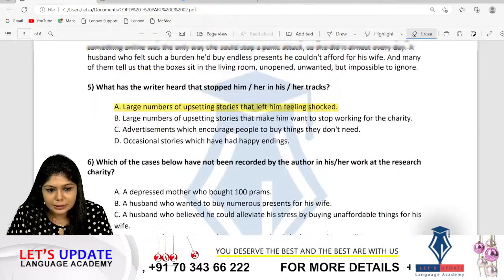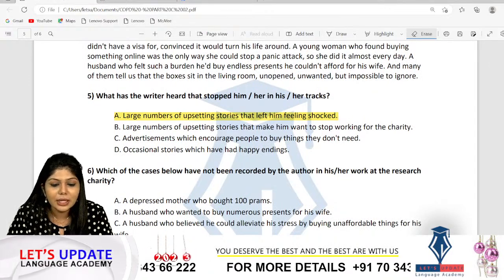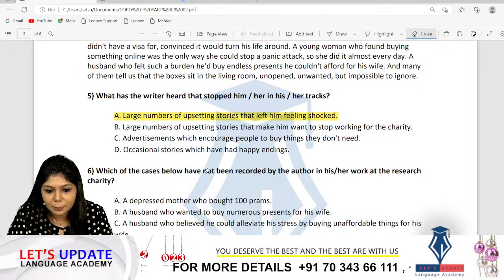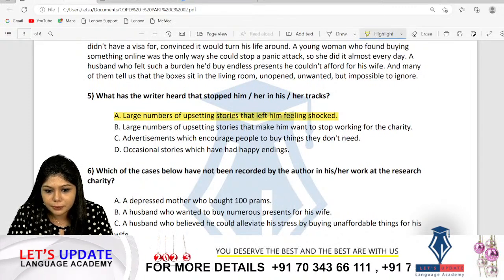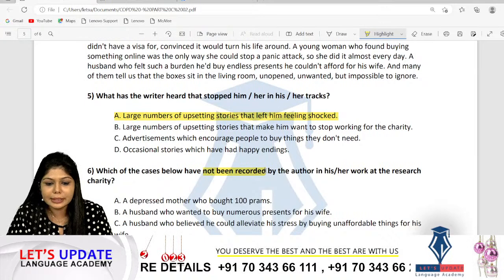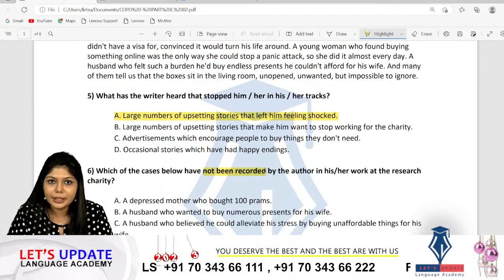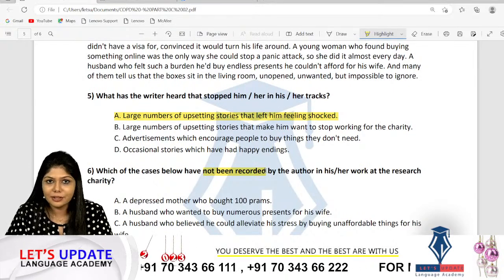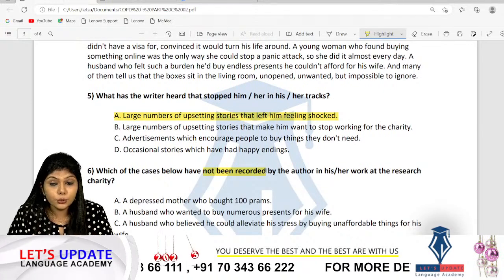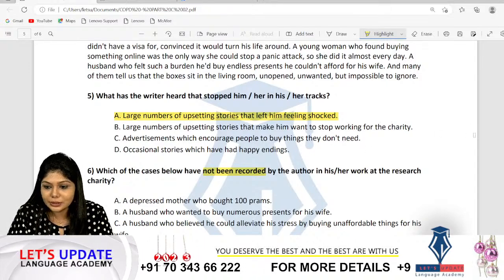So now, moving to the next question. The next question is also from this paragraph that we have just read. Which of the cases below have not been recorded by the author in his or her work at the research charity? Not been recorded. That is something to be highlighted whenever they are giving questions like not mentioned, or incorrect, or false, or not been recorded. Please highlight that information, because you are supposed to find something that is not mentioned in the paragraph. That is very important.